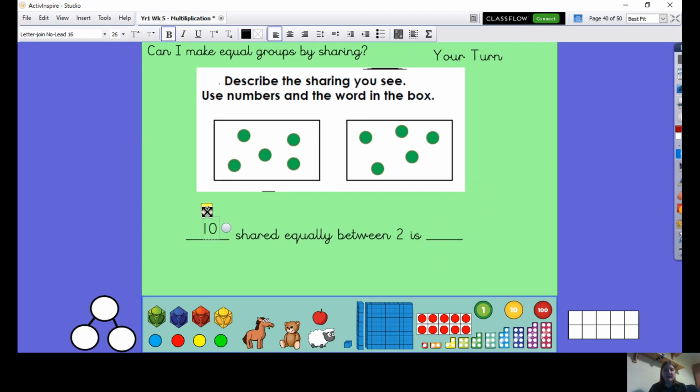So in that first bit, we've got 10 shared equally between 2. How many in each group? 5. What we're doing here is just getting you to look at the picture and understand what's happened. We had 10, shared equally between 2 groups, and that means there are 5 in each group.